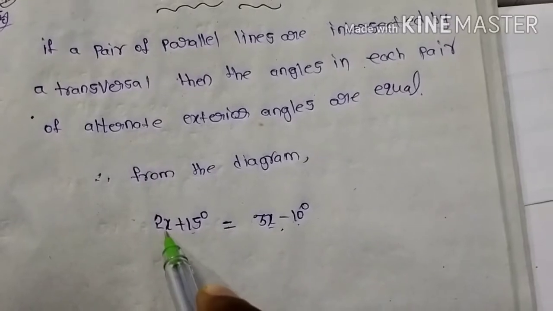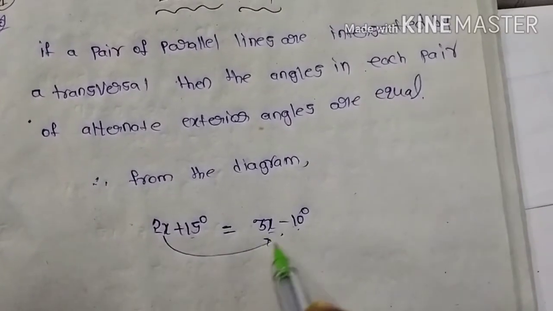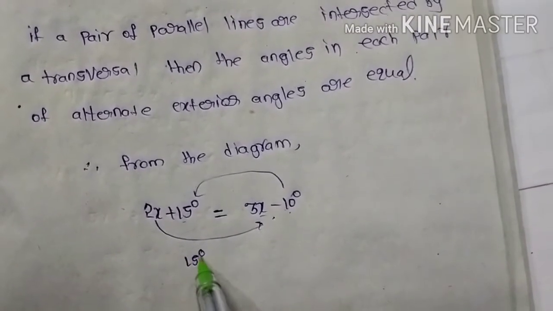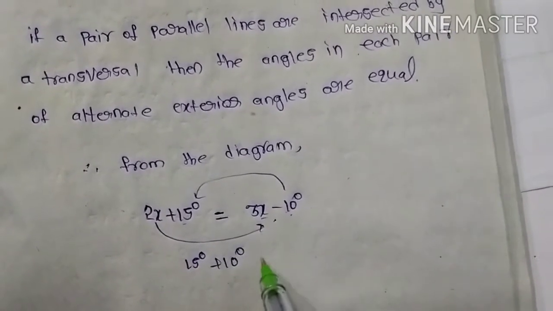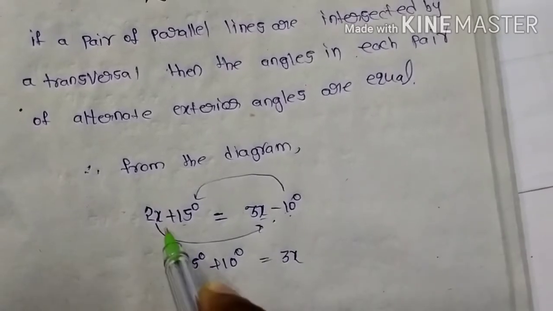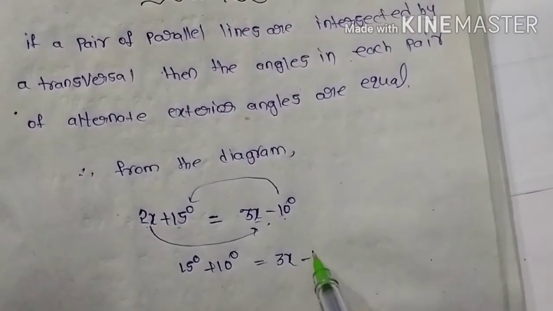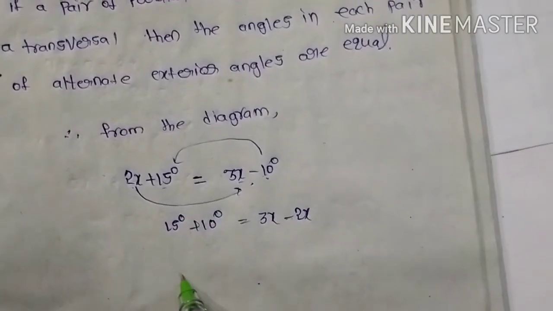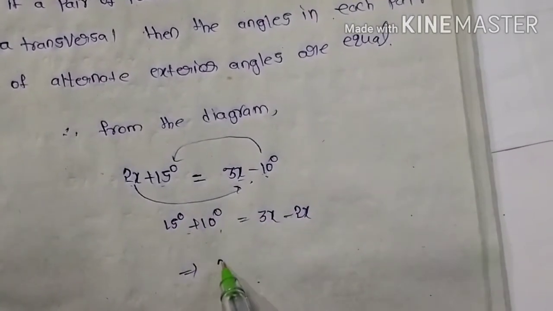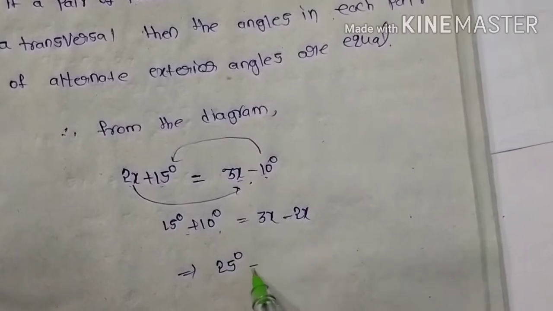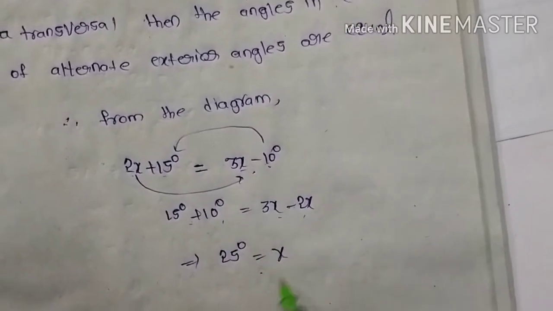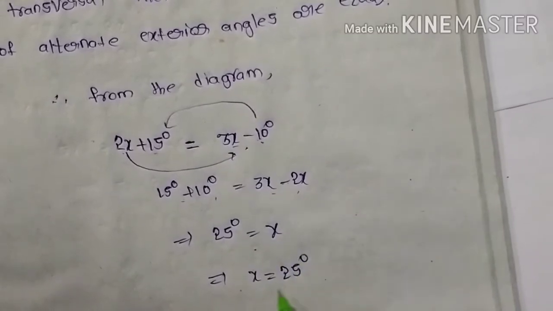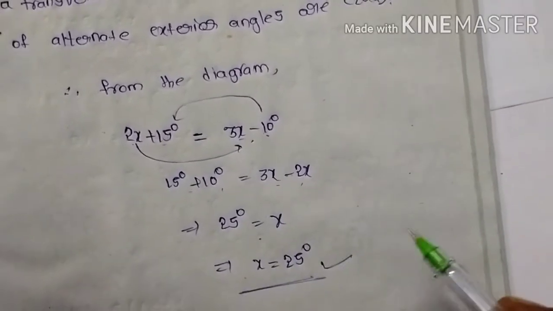Now we can transpose 2x to the RHS and minus 10 to the LHS. That means you can write here 15 degrees plus 10 degrees is equal to 3x. If I am transposing 2x to the RHS, it will become minus, that means here minus 2x. See here, minus 10 will become plus 10. That means 15 plus 10 is how much? 25 degrees. 25 degrees is equal to 3x minus 2x, which is how much? x only. So I am writing here x is equal to 25 degrees. This is your final answer.